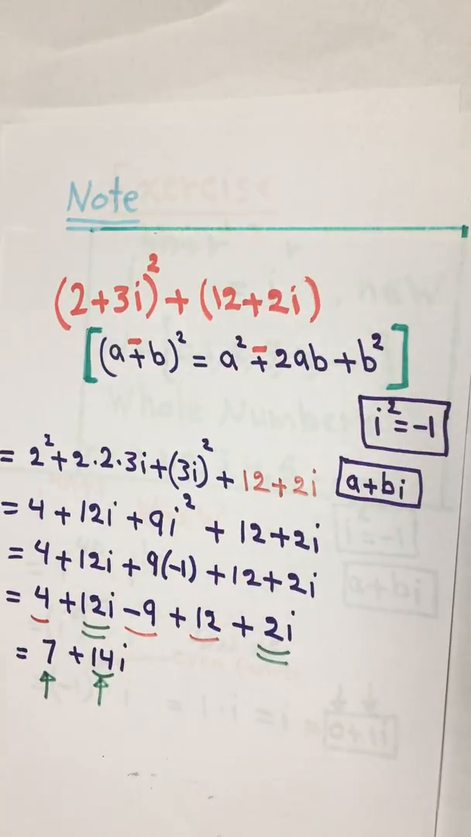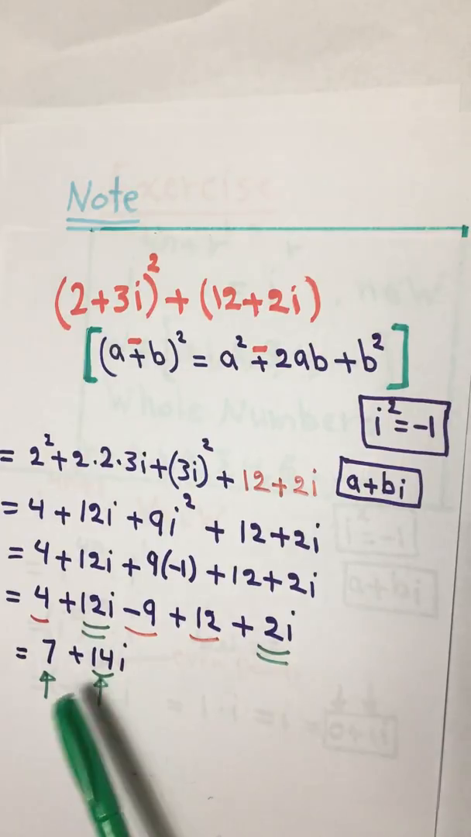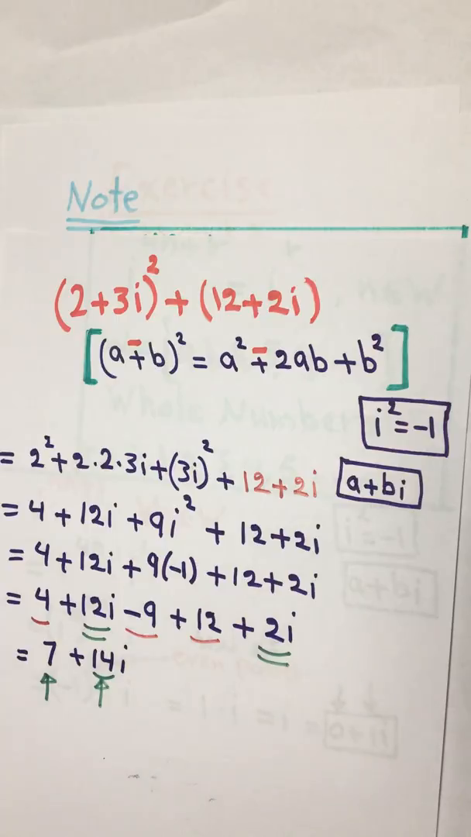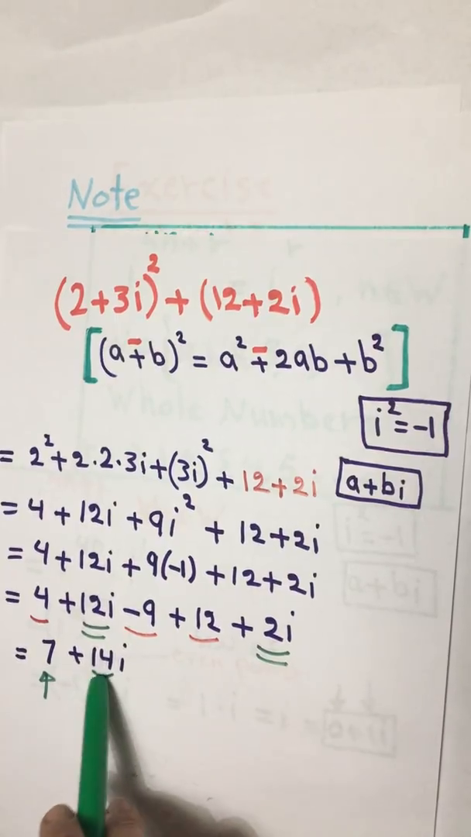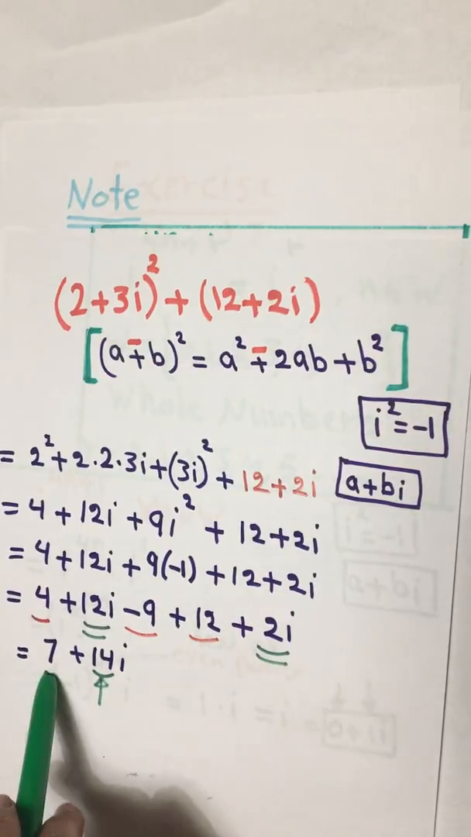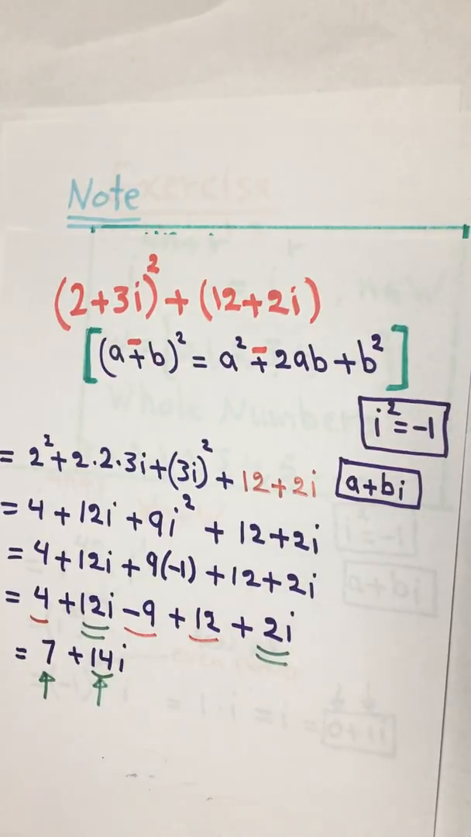And when I read the imaginary part, I always read it without I. يعني الجزء الحقيقي هو 7، الجزء الخيالي 14. بنقول الجزء التخيلي ما نذكر الآي، نذكرها بدون آي. يعني الجزء التخيلي هو 14 والجزء الحقيقي هو 7.